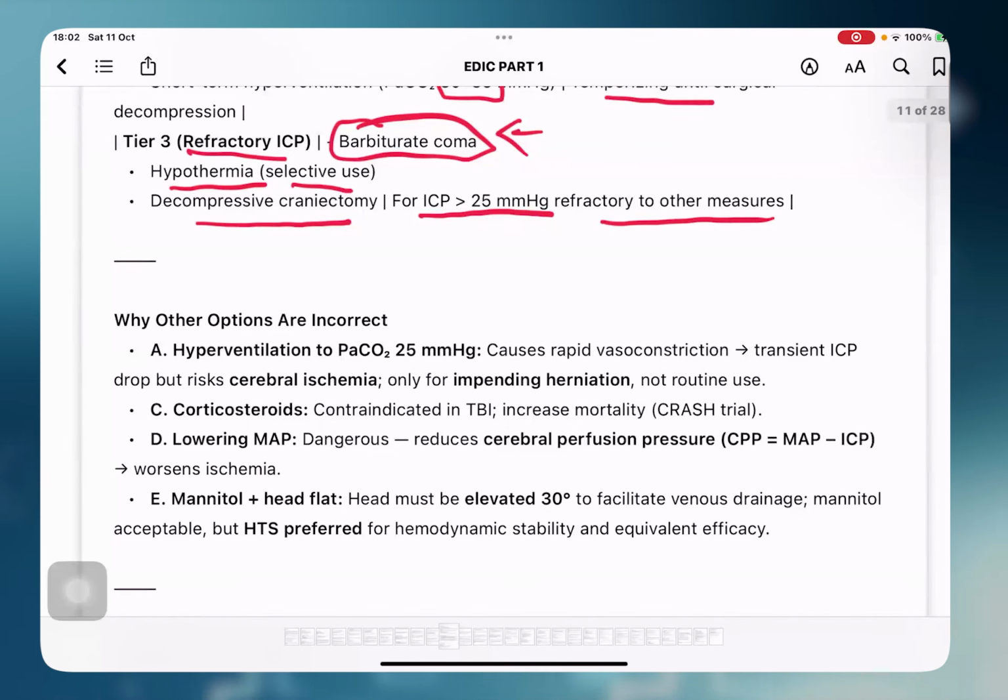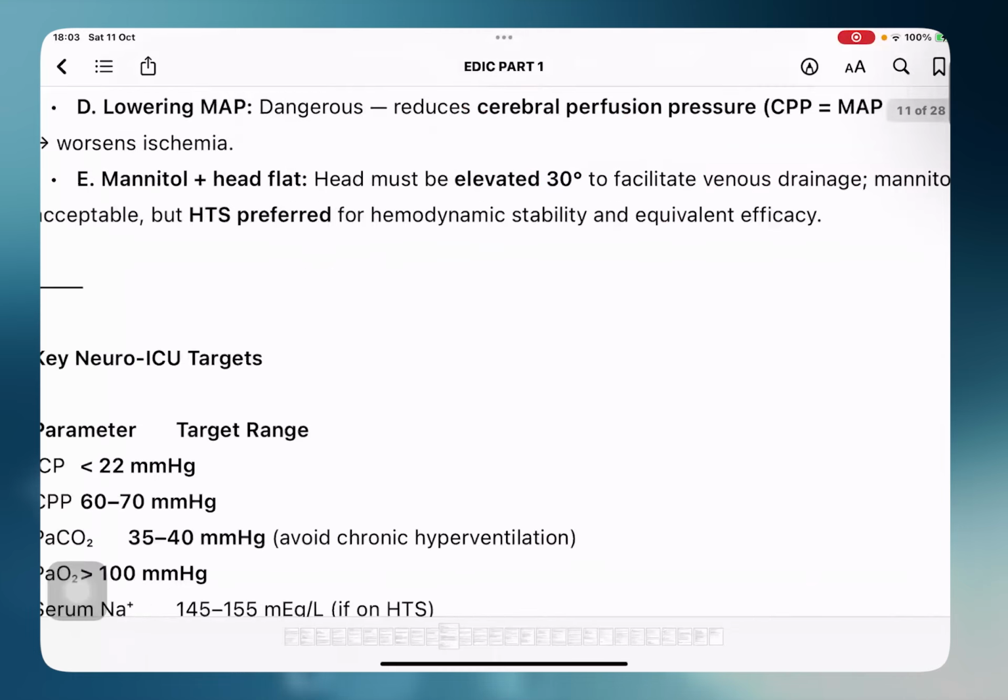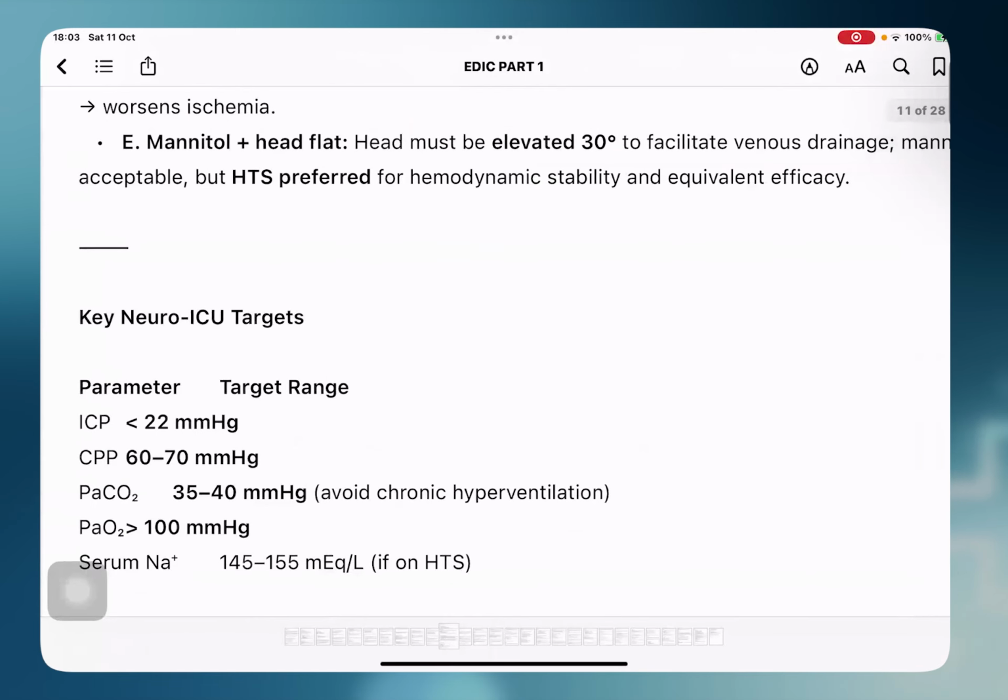And nowadays, as I've told you, it is hypertonic saline which is preferred because of its hemodynamic stability and equivalent efficacy. So let's review our targets. ICP has to be less than 22. Cerebral perfusion pressure has to be between 60 to 70. Partial pressure of carbon dioxide has to be 35 to 40. PaO2 has to be more than 100.